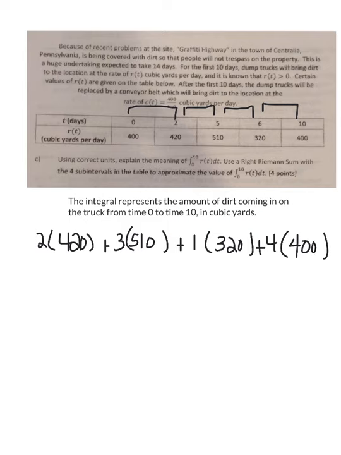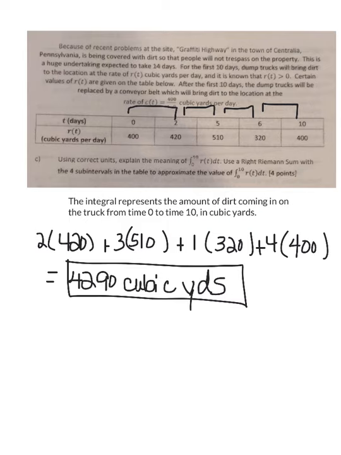Okay, add it all up, see what you end up getting. And there's your answer, 4,290. Don't forget you need to write cubic yards. Okay, it's an amount, so you're not going to have a rate anymore.